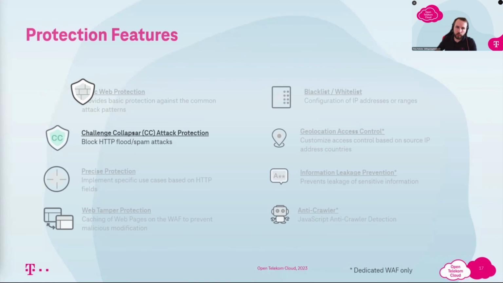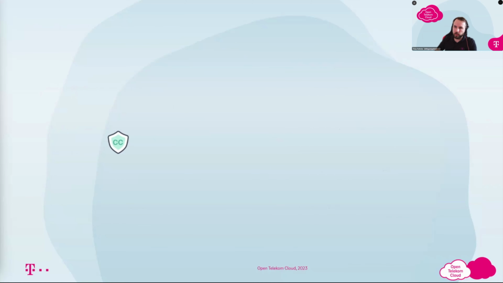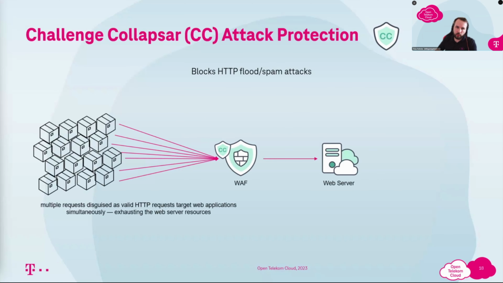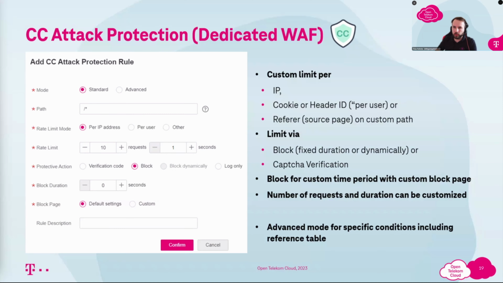Let's come to the next one. This is the challenge collapsar attack protection, also CC attack protection. This is blocking basically spamming on your web server. For example, in this picture, you can see a lot of packets are disguised as valid HTTP packets. They are basically flooding your web server, and when they arrive at the WAF, you can control how this is behaving. Starting with this policy, you can select what should happen, like per IP address, per cookie, and so on, and limit what should happen.